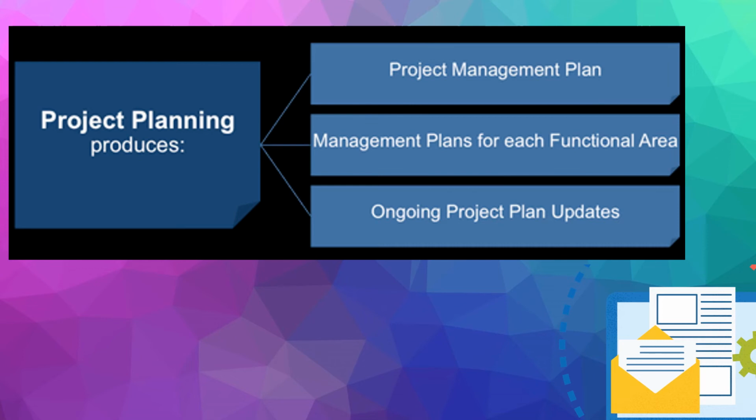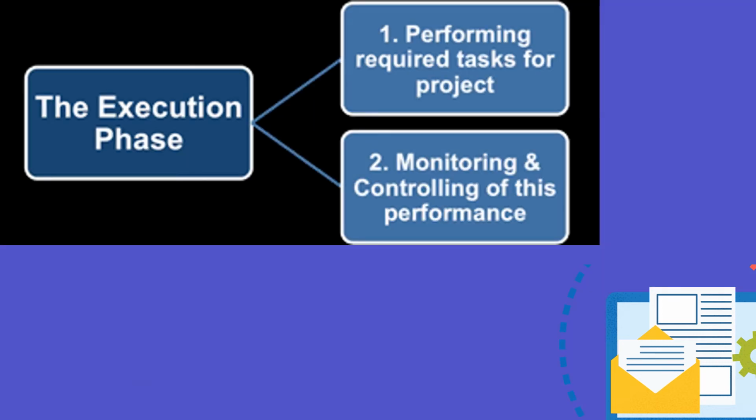Once you're done with this, we go now to the next step, which is the execution. So the next is the execution phase, and this is where the tasks are being performed already. And you also do monitoring and controlling of the performance of the task. Now, why do we do monitoring and controlling at this stage when it could be done in the next stage?